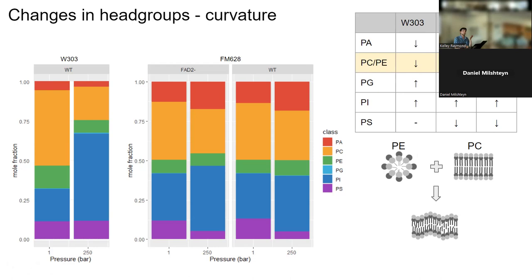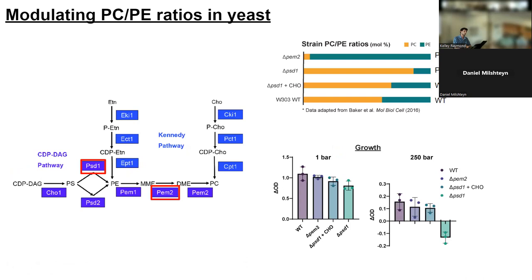But what I wanted to do was titrate and vary these PC-PE ratios to see how they affect growth under pressure. We can metabolically engineer the yeast by introducing knockouts into their lipid synthesis pathways to constrain them into making a certain type of lipid, making less of the cylindrical lipid and more of the conical lipids. If you knock out a gene called PSD1, it will make less PE, so less of the conical lipids. There's another gene in this pathway called PEM2, which is in the synthesis of the cylindrical lipid, PC. I have strains where I've knocked both of those out.